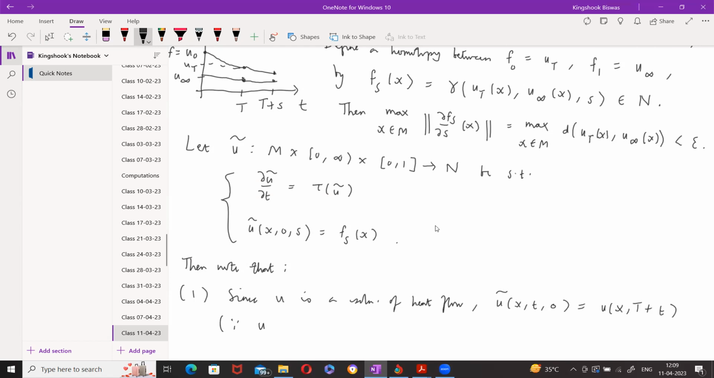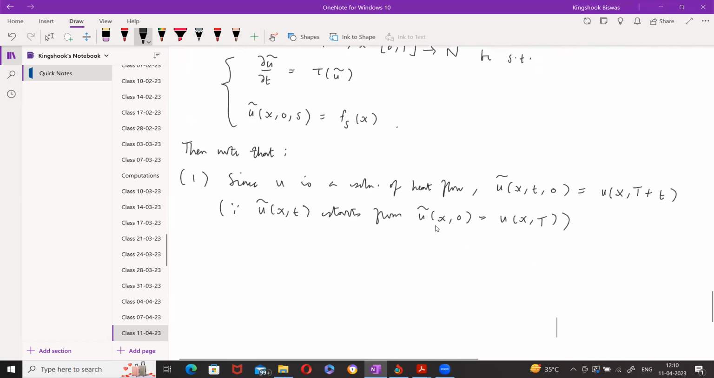Yeah, because U tilde of x, t starts from u_T, right? U tilde of x, 0 is what? It is f_0 of x. F_0 of x is u of x, T. All right. Is this clear? Yes, sir.